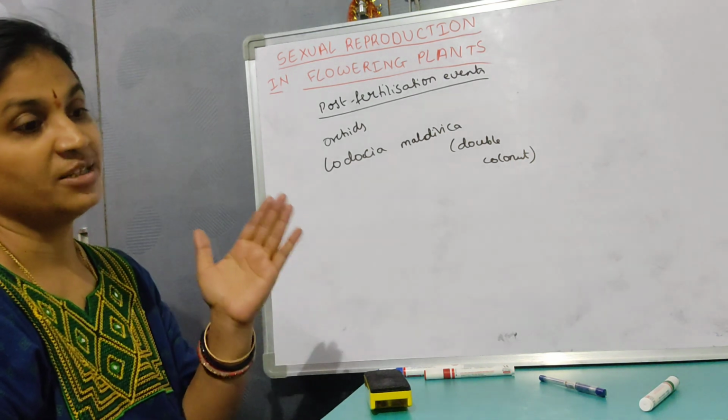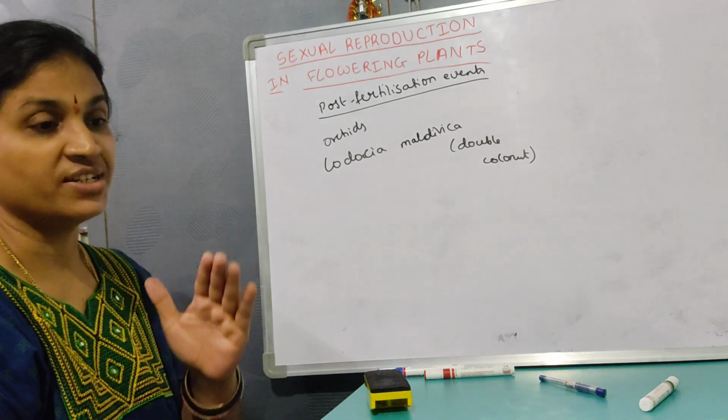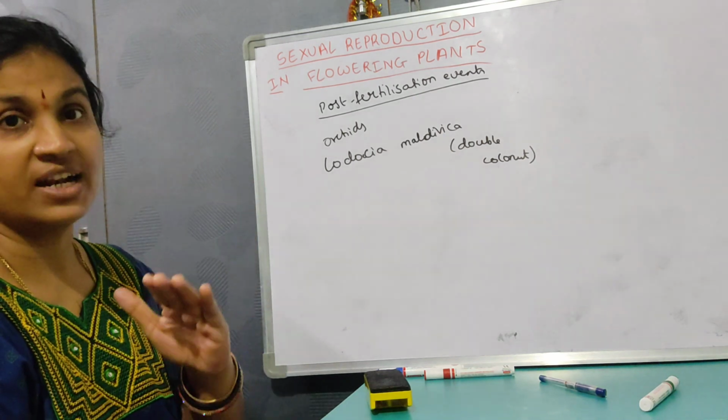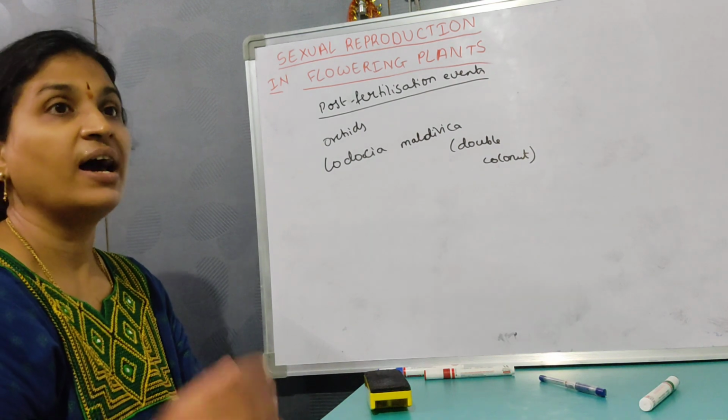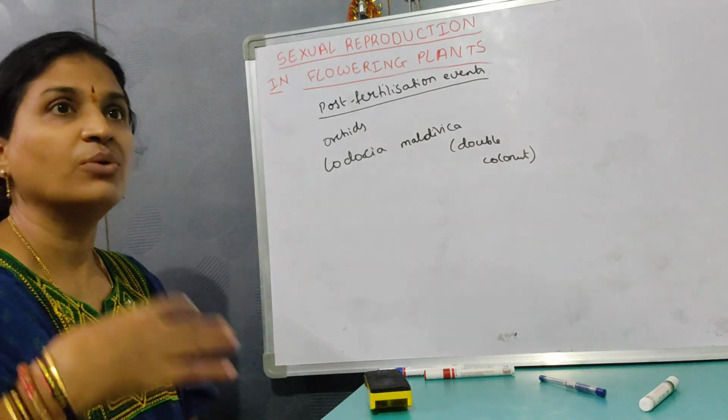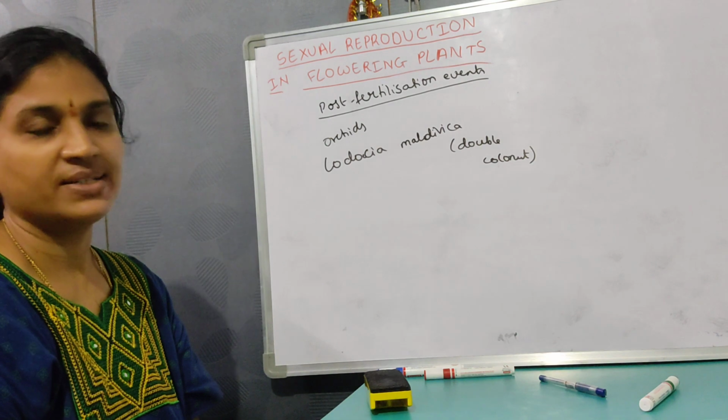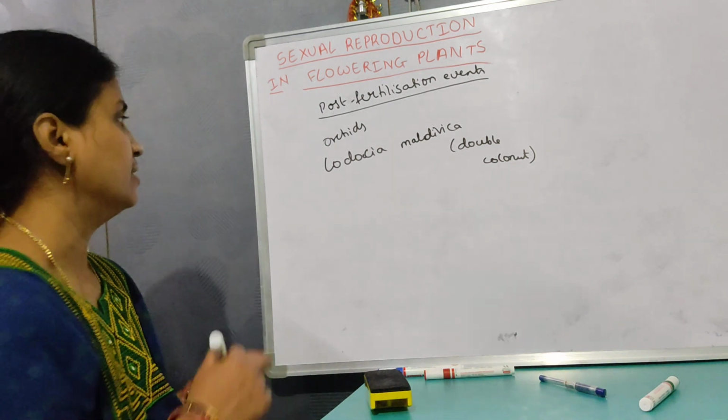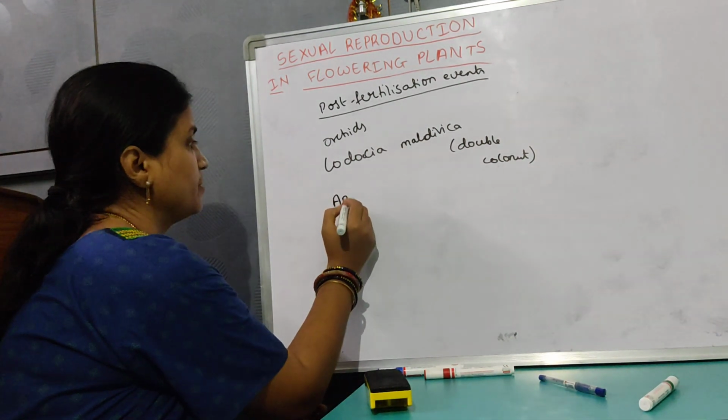How the plant produces the gametes, how the fusion occurs, what events occur after fertilization, how the seed is formed, and how the seed germinates, like that we have studied. Now a few techniques are there, for example apomixis.